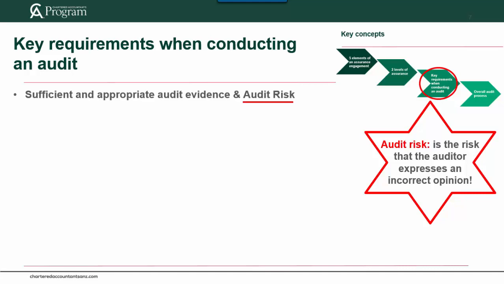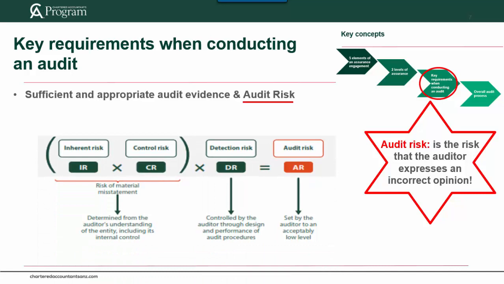Audit risk is shown as follows in the audit risk model and is a function of three factors: inherent risk and control risk, which are the two elements of the risk of material misstatements, and detection risk. These concepts will be discussed in more detail in Unit 3.